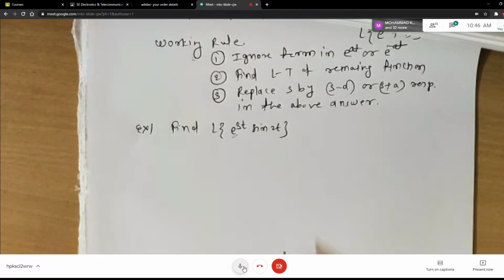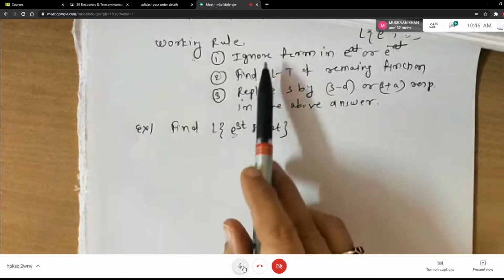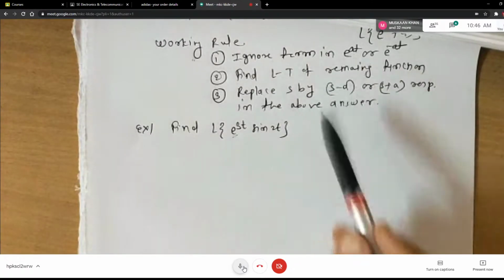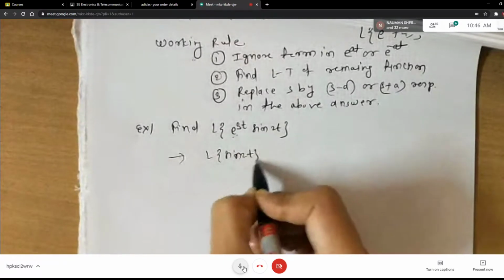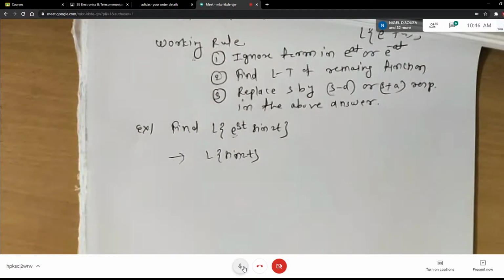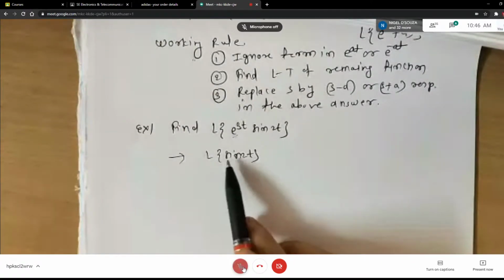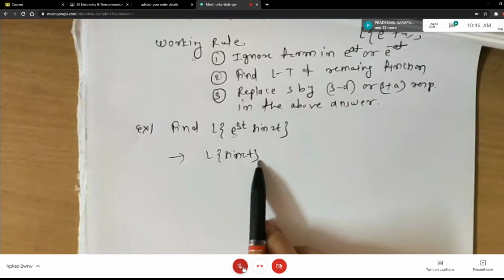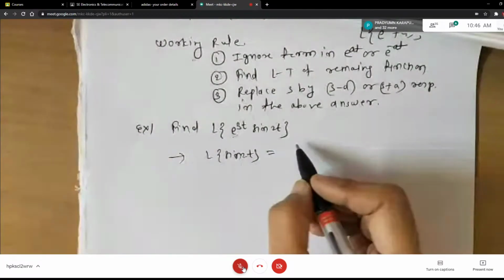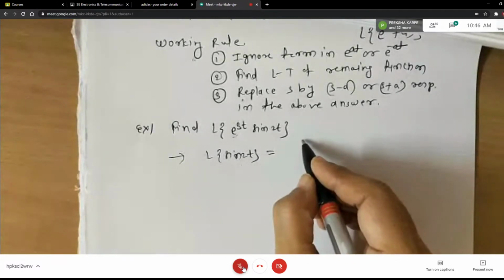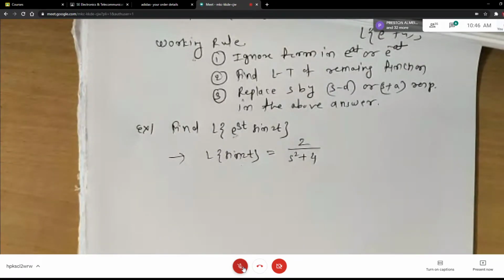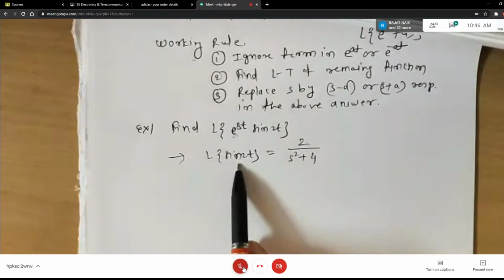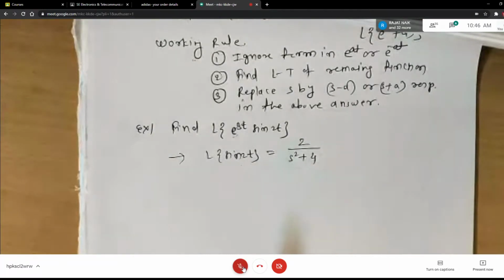So let us use the working rule, students. The first step is ignore the term in e, right? So first we are going to find out the Laplace of remaining function. What is the remaining function here, students? Which is the function other than the term in e? It is sine 2t, right? So find out Laplace of sine 2t. Laplace of sine 2t, you know, is a upon s square plus a square. A is 2 here, so it is 2 upon s square plus 4. All of you understood first step. Ignore term in e raised to 3t. Find Laplace transform of remaining function by using the table.